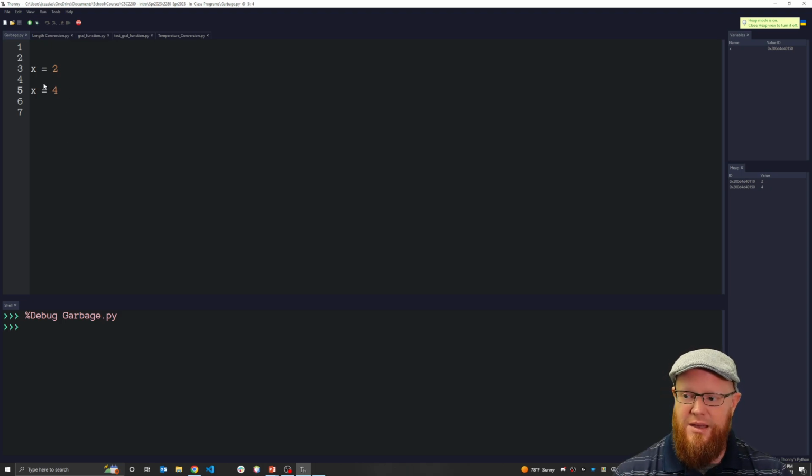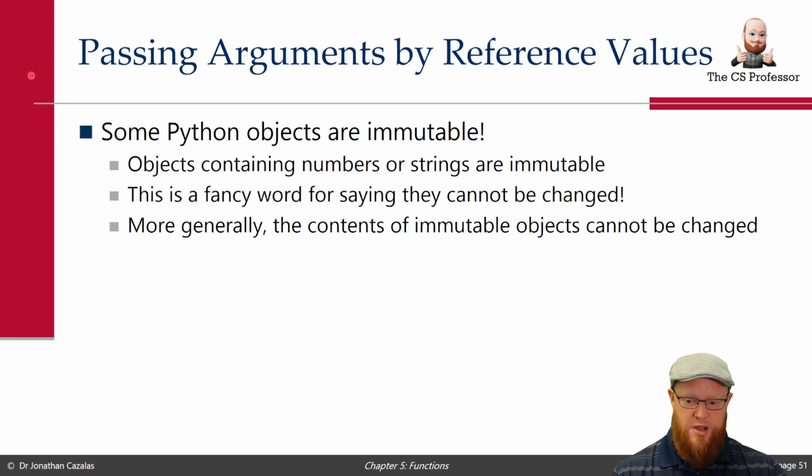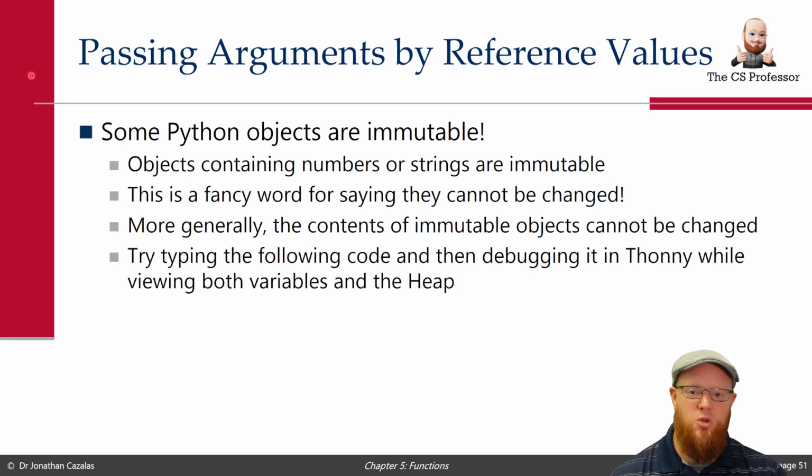But the point is that we created 2 objects here. We didn't actually change the number. We just made a new object with a new number. So objects that contain numbers, they are immutable. You cannot change them once they've been created. The same goes for strings. The contents of an immutable object cannot be changed.